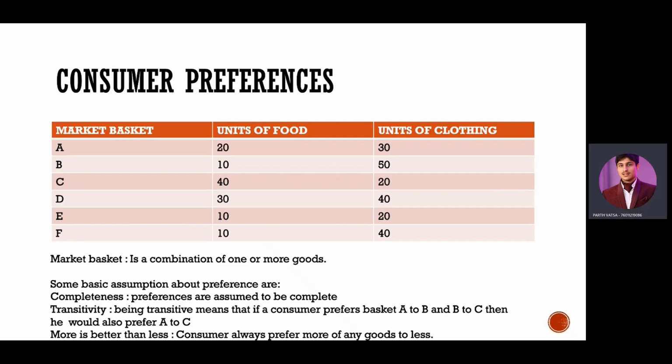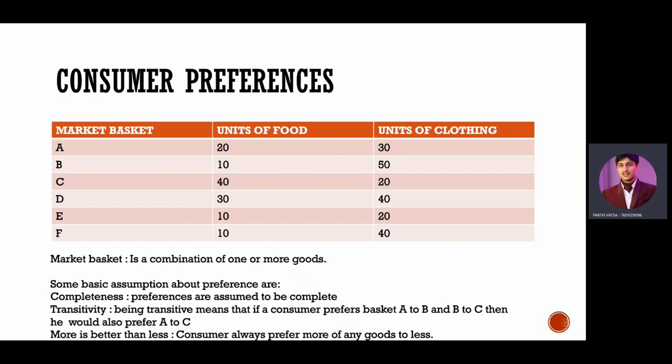Now, talking about the first step, which is consumer preferences, before starting with this topic, I would like to make you familiar with the term market basket. A market basket is nothing but a combination of one or two goods together. Suppose the example which I have taken here in the table, which is of food and clothing. So a unit of food and a unit of cloth together make a market basket. I hope you get the point.